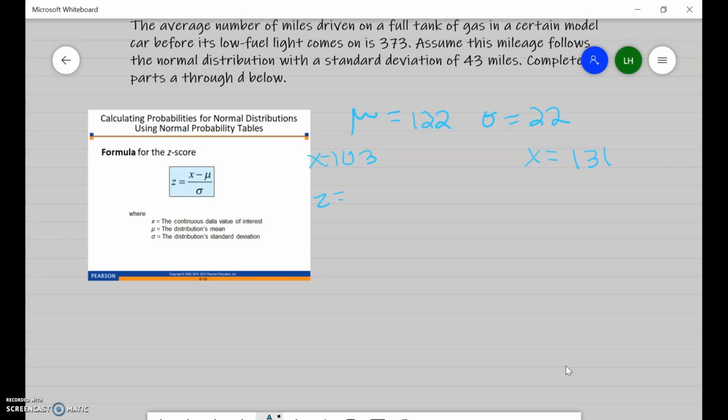So here we have 103 minus 122 divided by 22, and over here we have 131 minus 122 divided by 22. So you're going to get the z-value for both of these, and you're going to round to 2 decimal places. Look up those values on the table.